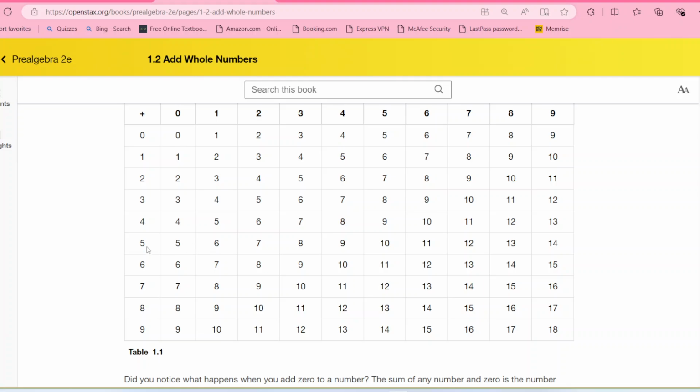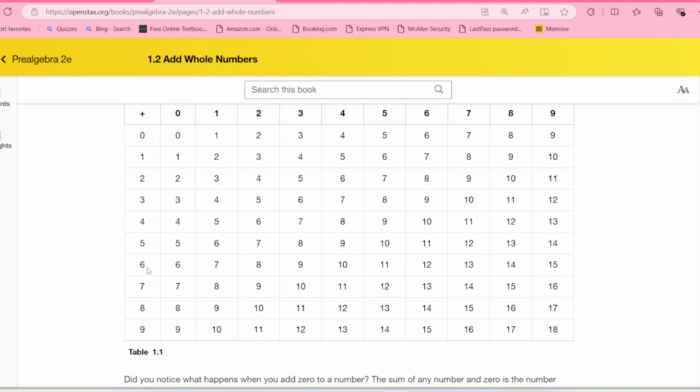Now the 5 row. 5 plus 0 is 5. 5 plus 1 is 6. 5 plus 2 is 7. 5 plus 3 is 8. 5 plus 4 is 9. 5 plus 5 is 10. 5 plus 6 is 11. 5 plus 7 is 12. 5 plus 8 is 13. And 5 plus 9 is 14.